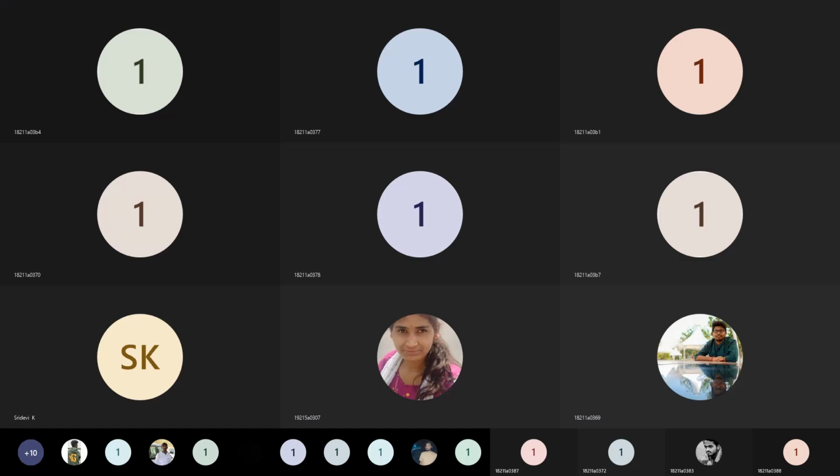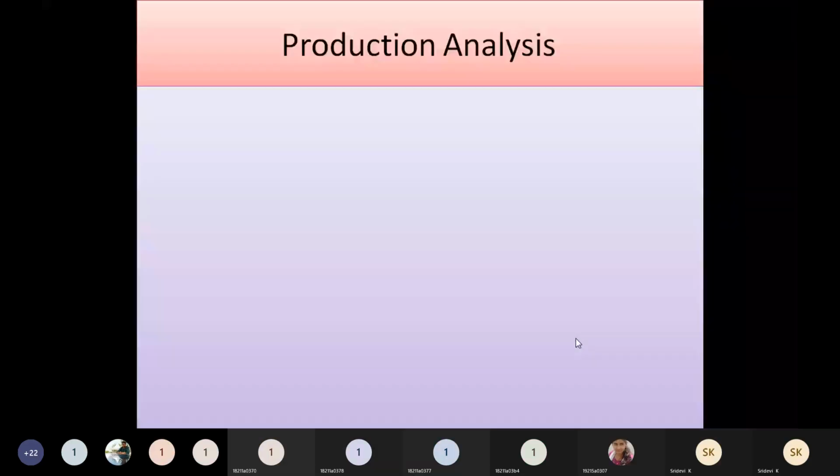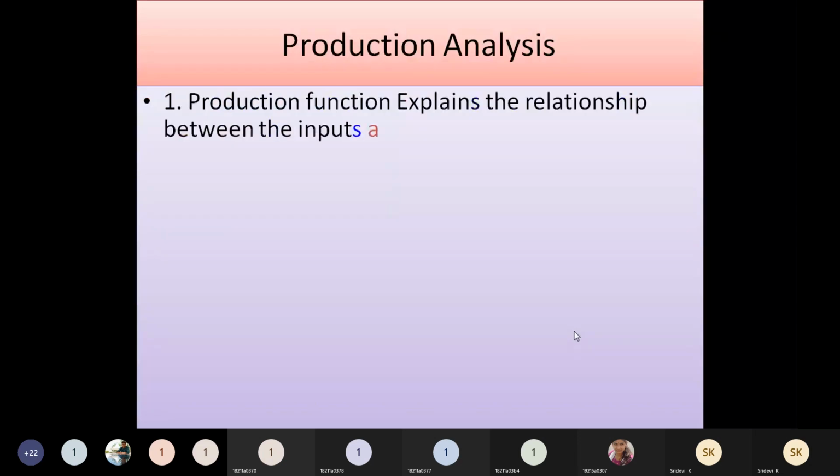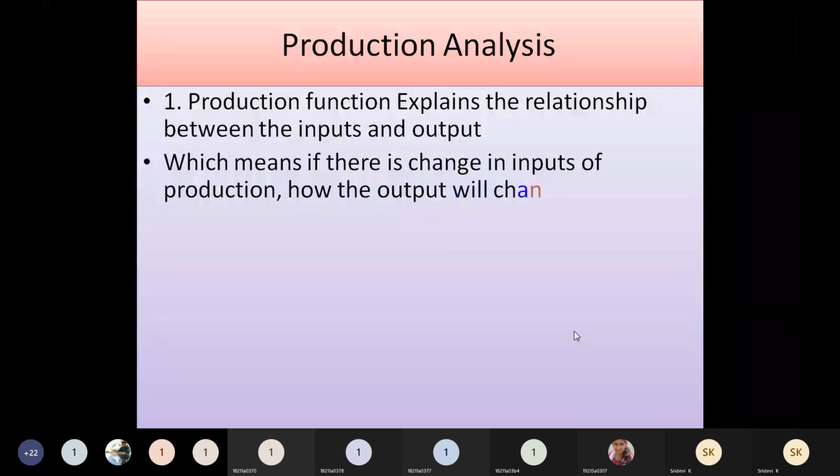Related with the inputs, no? So what are the inputs that are involved here in the production? Inputs may be of labor, raw materials, and capital, and technology. So all these things which are required to produce a product are called what? Inputs. So how these are going to be changed and how this is going to bring change in the output.